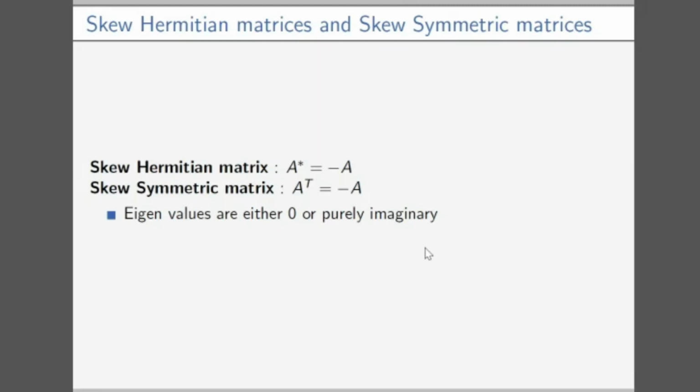Purely imaginary means any complex number, we write it in the form a plus ib. So here a will be 0. That is, it will only have the form ib. That is what is called purely imaginary. So the eigenvalues of skew Hermitian matrices and skew symmetric matrices are either 0 or purely imaginary.